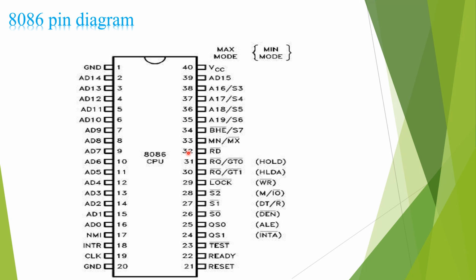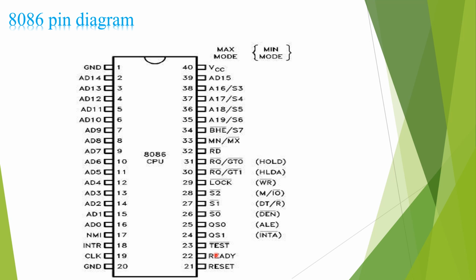After that, pin number 22. Pin number 22 indicates the ready signal. It is an acknowledgement signal from input-output devices that data is transferred. It is an active high signal. When it is high, it indicates that the device is ready to transfer data. When it is low, it indicates that we have to wait.